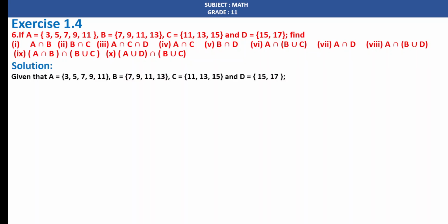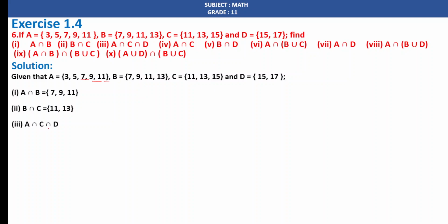Solution. Given that A is equal to {3, 5, 7, 9, 11}, B is equal to {7, 9, 11, 13}, C has the elements {11, 13, 15}, and D has the elements {15, 17}. Then A intersection B: if we observe here, A and B, the common elements are 7, 9, 11. Therefore, A intersection B is {7, 9, 11}. B intersection C: only 11 and 13 are common. Therefore, B intersection C is {11, 13}.